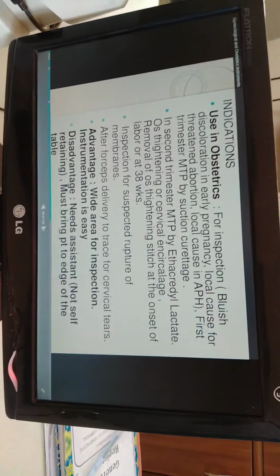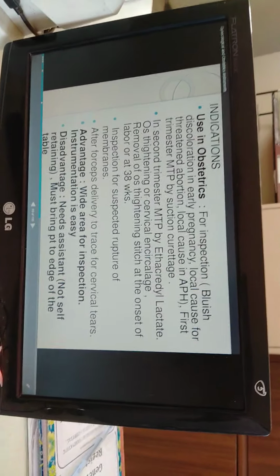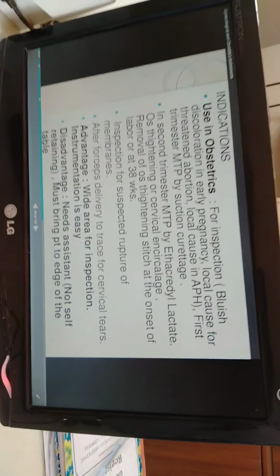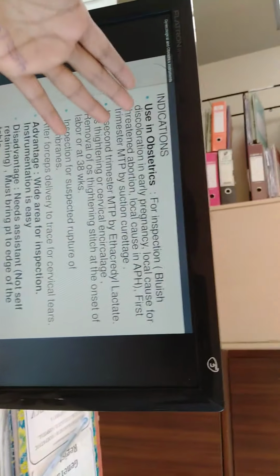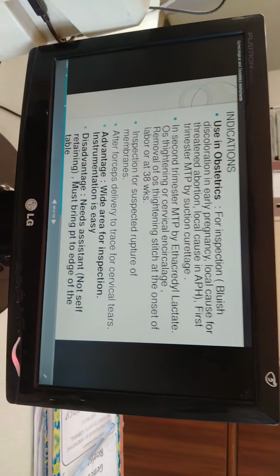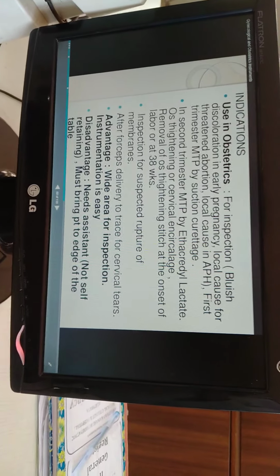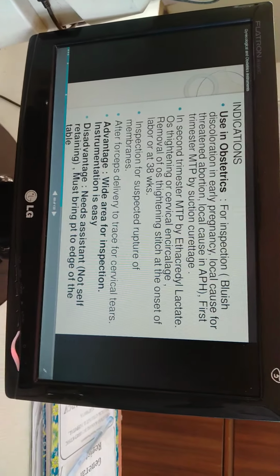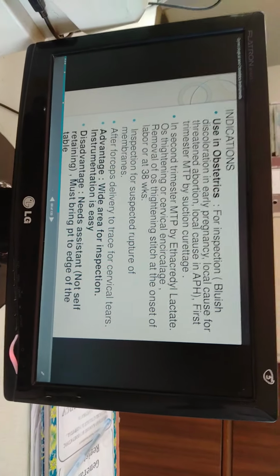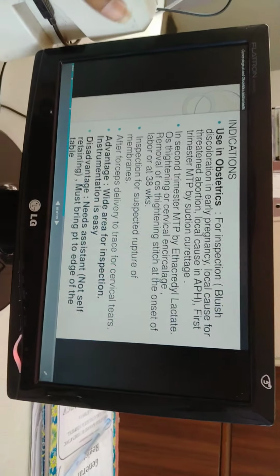Now next, what are the uses in obstetrics? In obstetrics, for inspection in the first trimester, in early pregnancy, we look for the signs of pregnancy, such as a bluish discoloration, or any local cause for threatened abortion or local cause of APH. APH stands for antepartum hemorrhage. Partum means delivery, ante means prior. If there is a hemorrhage before the delivery, then we can think about the use of this instrument, the Sims speculum.